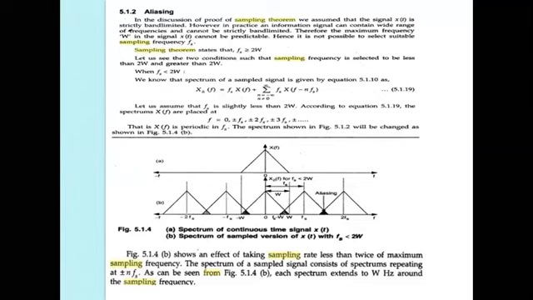Therefore, the maximum frequency omega in the signal x of t cannot be predicted, and it is not possible to select a suitable sampling frequency fs. The sampling theorem states that fs is greater than or equal to 2 omega. Let us see the conditions where the sampling frequency is selected to be less than 2 omega, or equal to 2 omega.